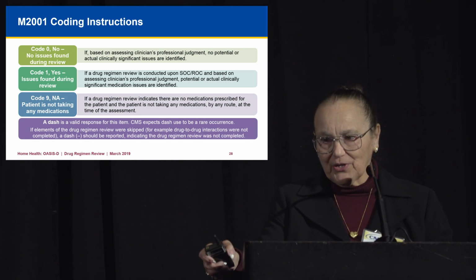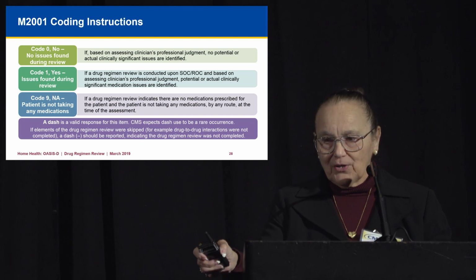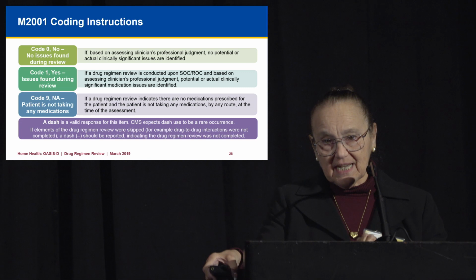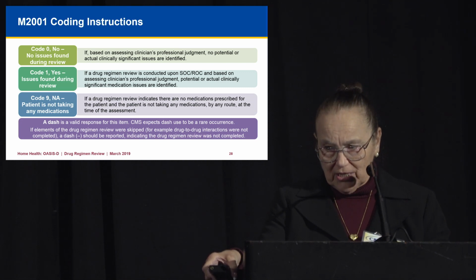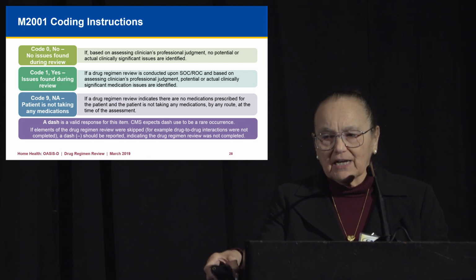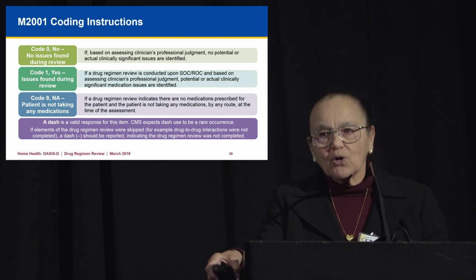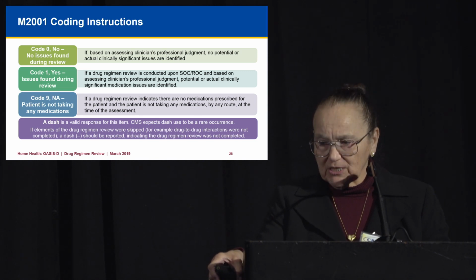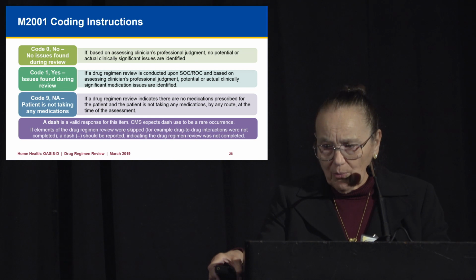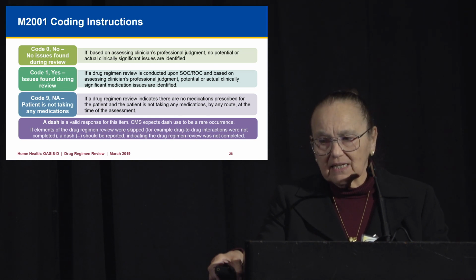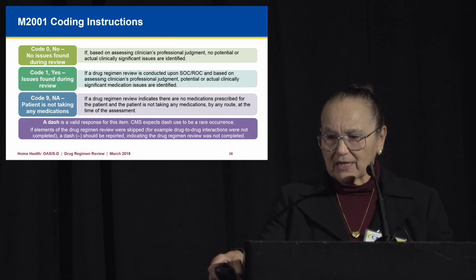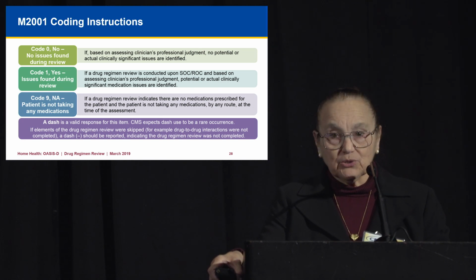Coding instructions. You're going to code this as 0, no. No issues found during review if based on the assessing clinician's professional judgment, no potential or actual clinically significant issues have been identified. You will code this as a yes, issues found during review, if the drug regimen review conducted during SOC or ROC, based on the assessing clinician's professional judgment, a potential or actual clinically significant medication issue was identified.